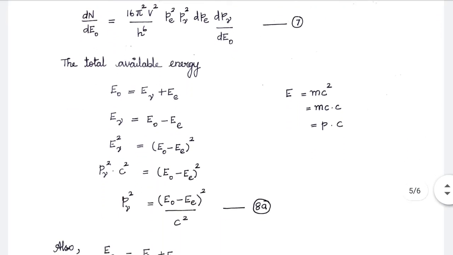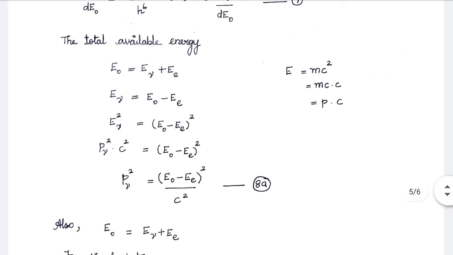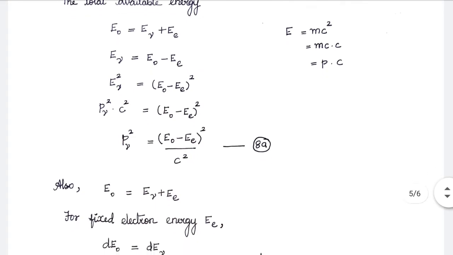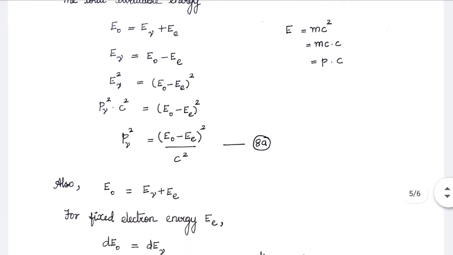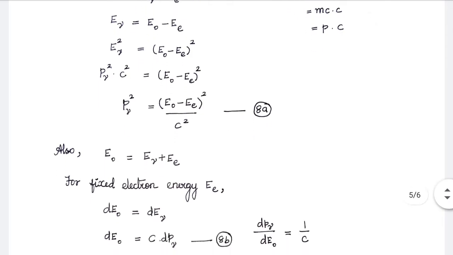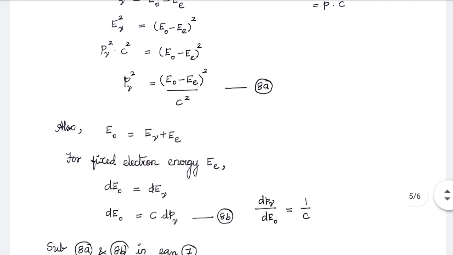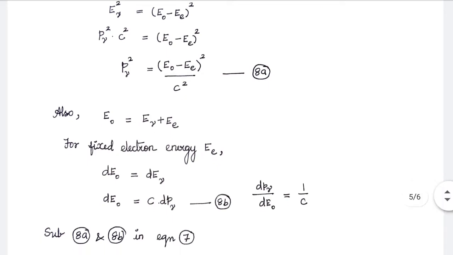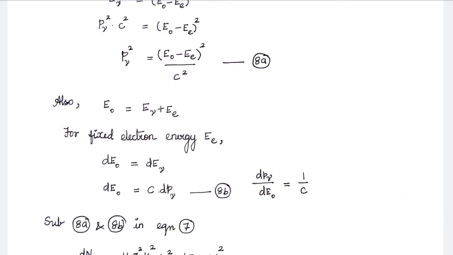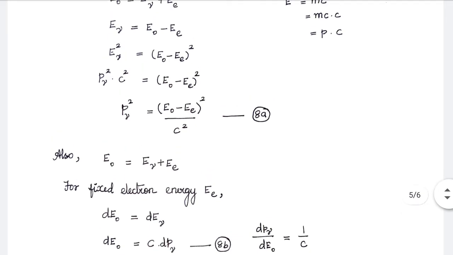The total available energy is E_0, which is equal to the energy of the neutrino plus the energy of the electron. For simplification, let us write E_ν is equal to E_0 minus E_e. Squaring it, E_ν² is equal to (E_0 minus E_e)². We also know E is equal to mc², which we can split as mc into c. Here mc is mass into velocity, that is the momentum, multiplied by c, so in place of E we can write pc. So E_ν² can be written as p_ν² c², which is equal to (E_0 minus E_e)². So p_ν² is equal to (E_0 minus E_e)² divided by c².